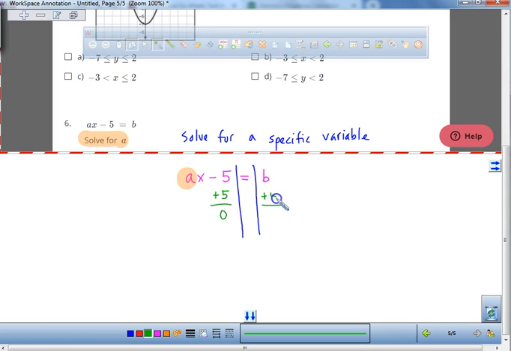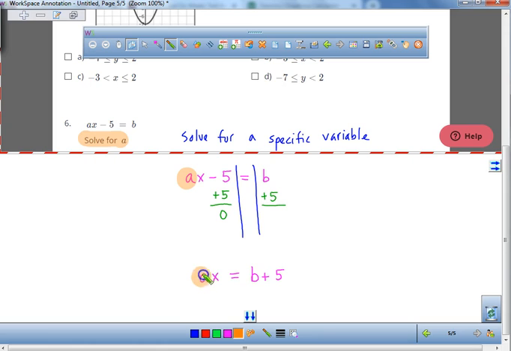and add a 5. Now, this is the part as an algebra teacher that we're hoping the students know. What can they combine and what can they not combine? Variables go to the variables, numbers go to the numbers. Can I add these together? No. Since I can't combine them, I have to leave it as b plus 5.